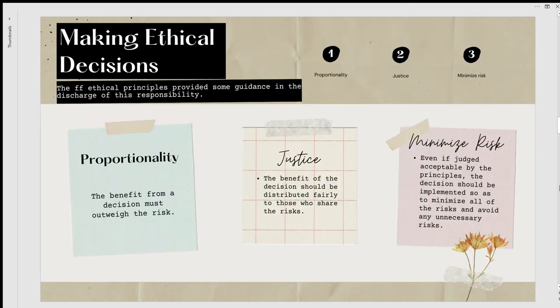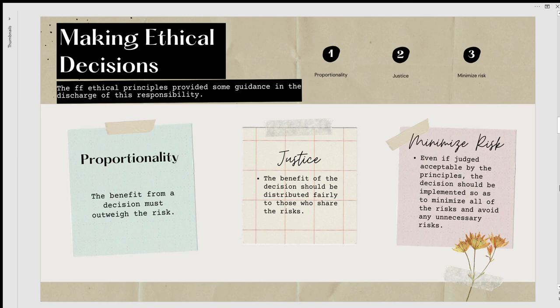Let's now go to making ethical decisions. So, when we are making decisions, we sometimes realize na the decisions that we are about to make come with risk. So, sa business, ganun din. Pag gagawa ka ng ethical decisions, parang meron siyang consequences that can possibly harm or benefit tayo.